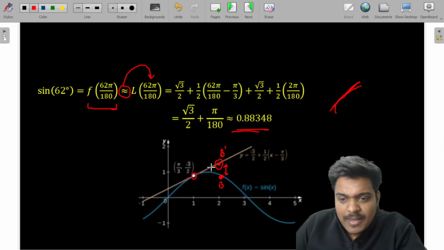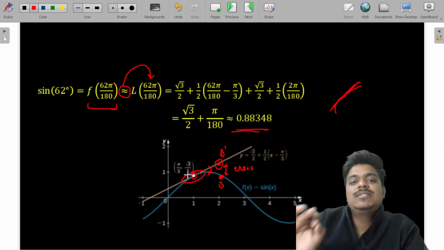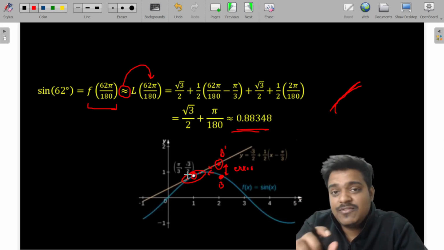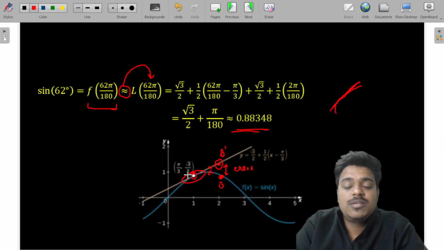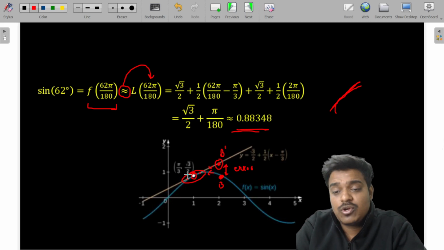But when you are coming close to the point we are approximating, the difference, or the error, is minimizing. So linear approximation is applicable only for a very short area. There is a very small area under which linear approximation is applicable. I hope you have understood each and everything, and I hope now you can solve questions related to linear approximation.